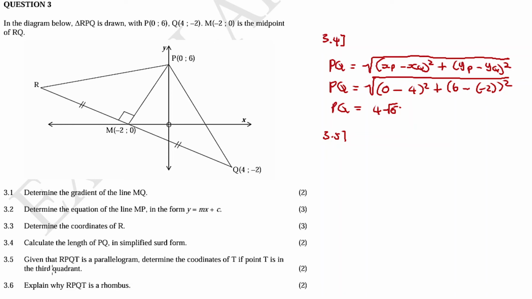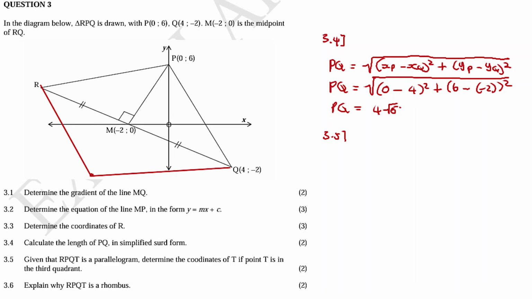Alright, so given that ORPQT is a parallelogram, determine the coordinates of T if point T is in the third quadrant. So there's another corner point somewhere. I don't know where the point could be, but it's somewhere in the third quadrant. This could be the point.